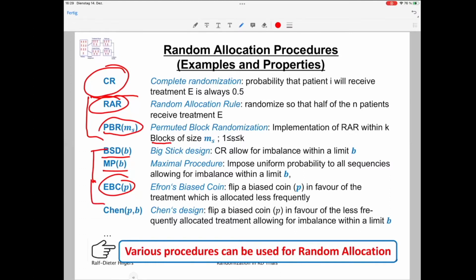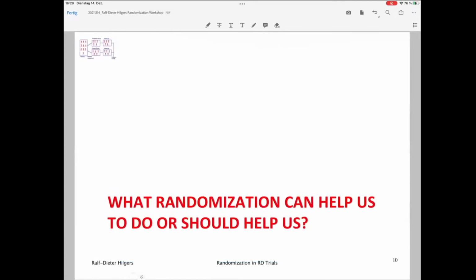And so on. We have so many procedures. I think everybody knows block randomization. It's the most used procedure, but the others are better. I will show you.